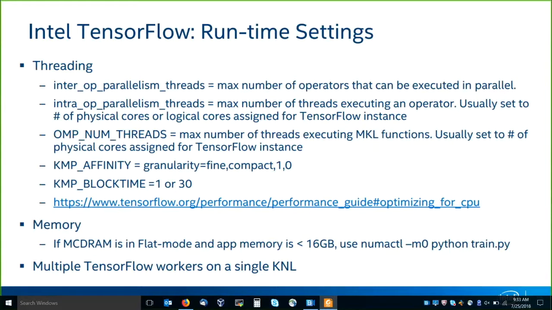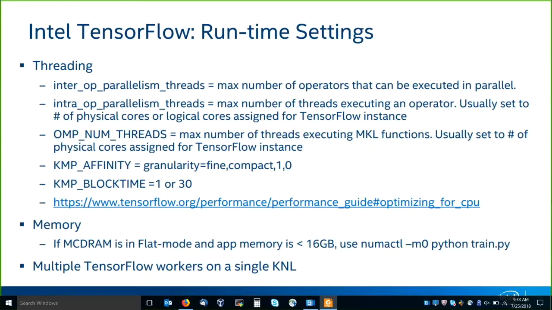In terms of memory, I think you may already know this. Since Knights Landing has MCDRAM, you obviously want to use it where possible. If it's in flat mode and your app memory is less than 16 GB, we definitely recommend using it in flat mode.